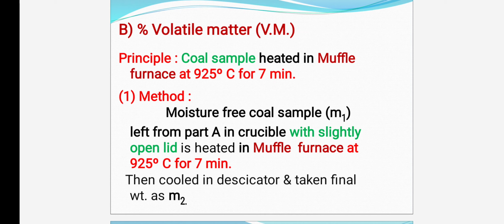Temperature 925, timing 7 minutes, and then cool in a desiccator. Again we cool in a desiccator because we already removed moisture, and we don't want moisture to enter the coal again. That's why we cool in the desiccator and take the final weight m2. We started the experiment for volatile matter from m1. So after the experiment, m1 changes to m2.